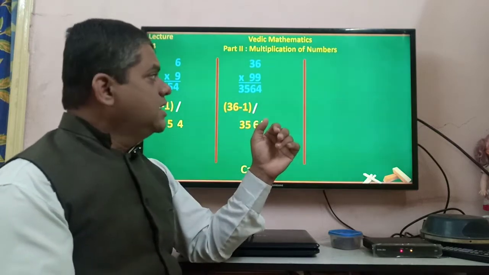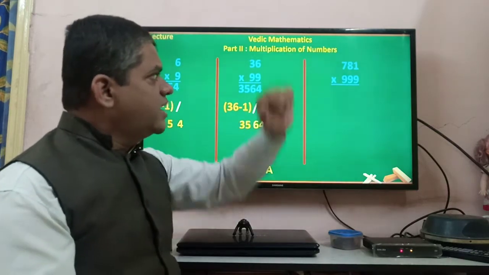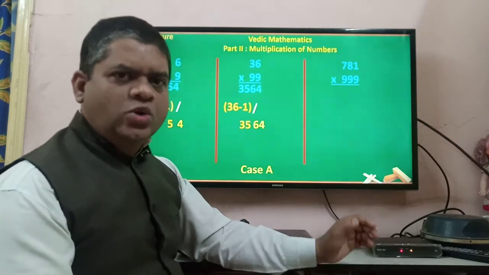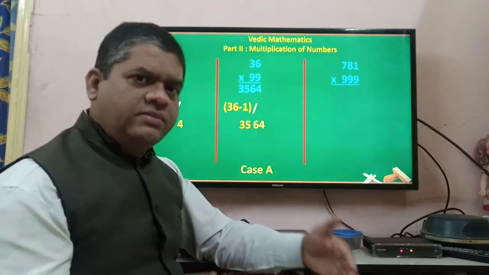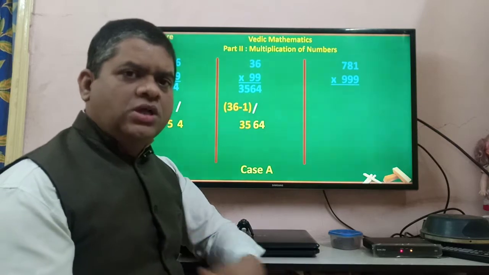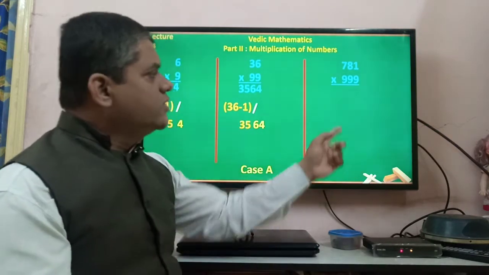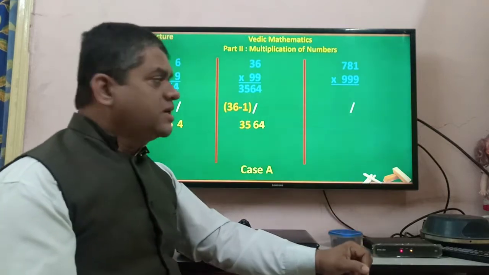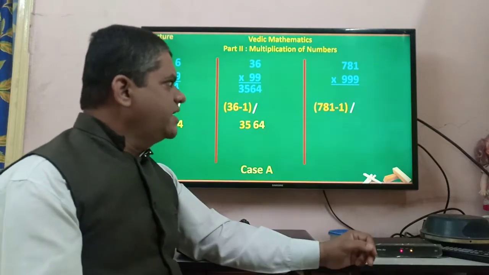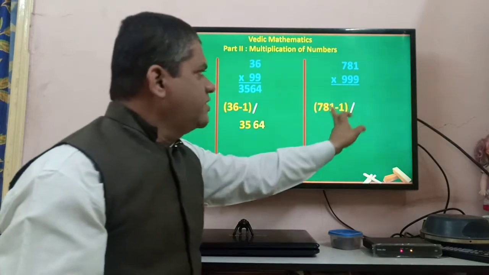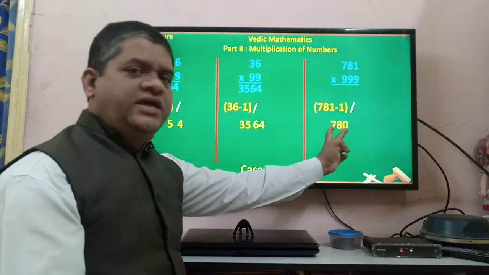Okay, let us see the case of 781 by 999. You know how much time it is going to take if you want to solve by the regular method that we have done till today. But now we are going to study a very interesting method. First we obtain the left hand side. So 781 minus 1, you will get 780 as the answer.